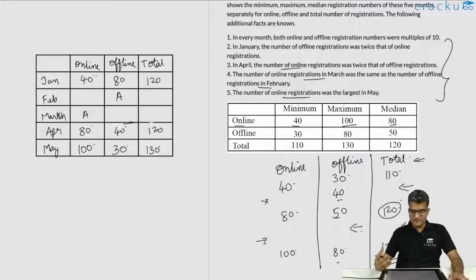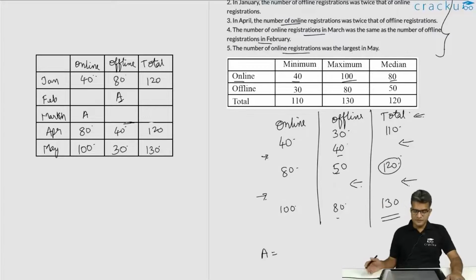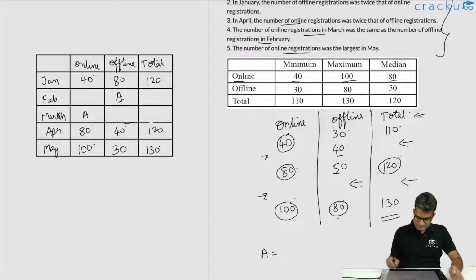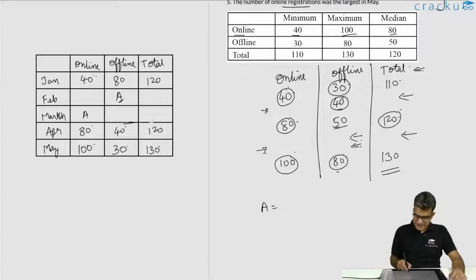By going through the clues for the first time, this is what we are able to fill out in the table. If you're looking at the online, offline and total that is filled up, we filled up 40 in online, 80 in online, and a 100 in online. In offline, we filled up an 80, a 40, and a 30. The two numbers that are yet to be filled up are this 50 and this number which lies between 50 and 80. So the value that A can take will be either 50 or 60 or 70 or 80.